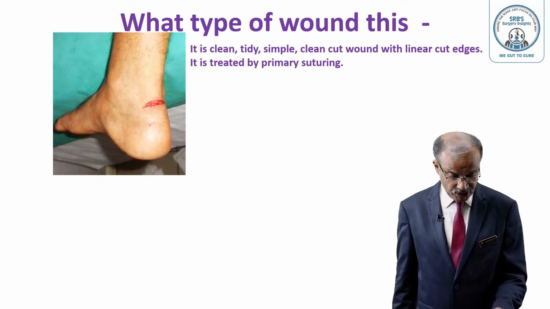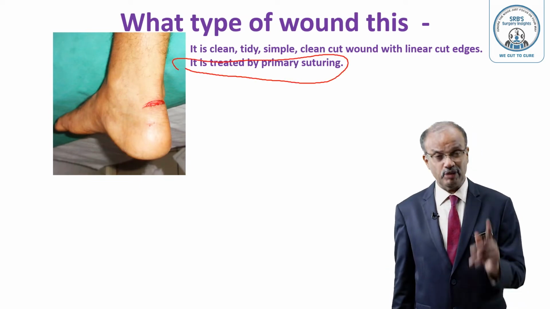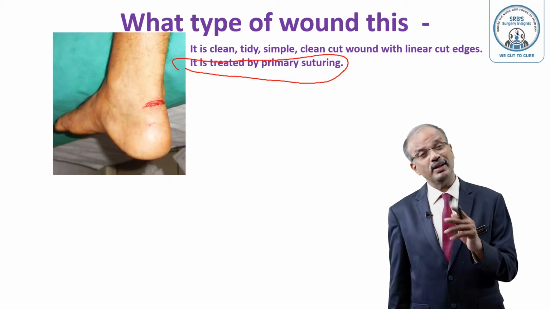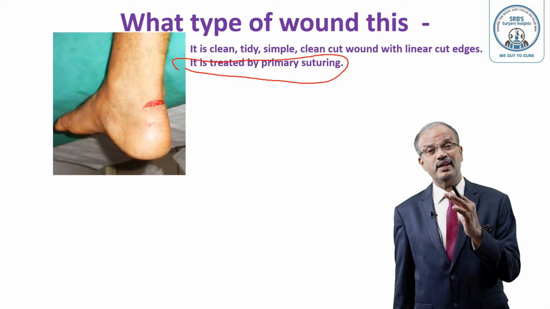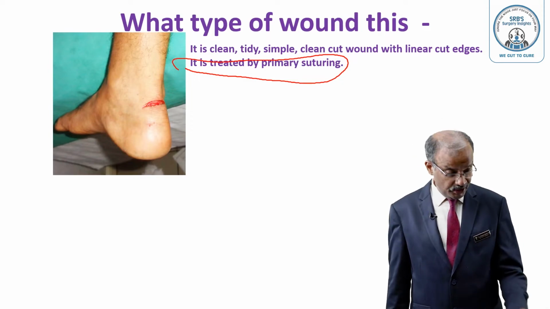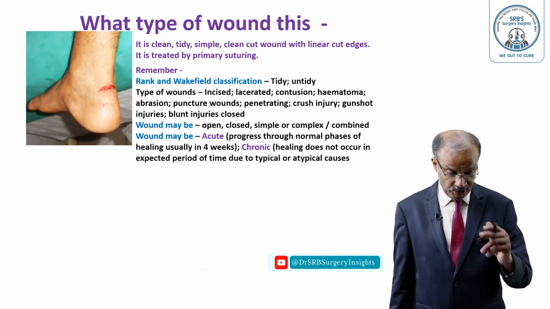So this incised wound is treated with primary suturing. You know that there is primary suturing, delayed primary suturing if there is edema or ragged edges, and secondary suturing later, once everything has settled after infection, after 10 days or 2 weeks. So primary, delayed primary, secondary suturing, you should know the meaning. Here this is treated with primary suturing under local anesthesia.